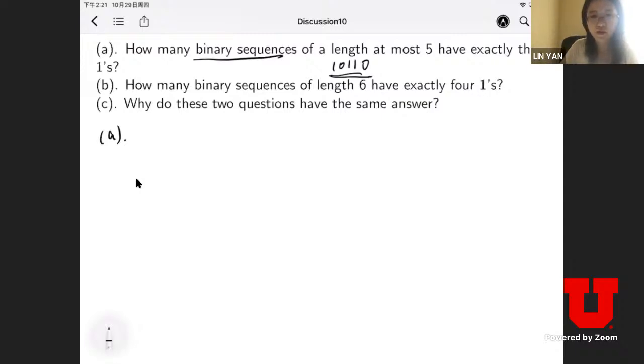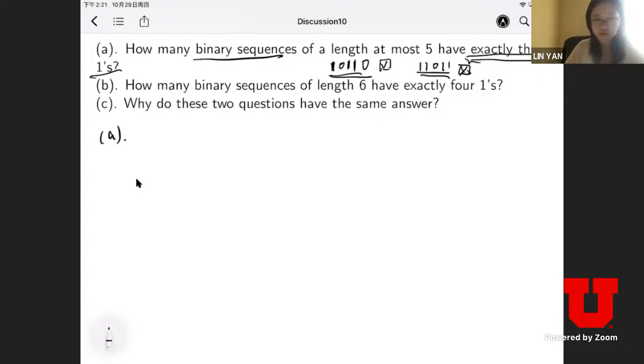Okay, we have answers from Peters and another answer from Parker. I need to emphasize that this sequence should have exactly 3 ones. So we need 3 ones in the sequence. This one is okay, but 1 1 0 1 1 is not okay because we have 4 ones in this sequence. Okay, your answer is right, Pepper.